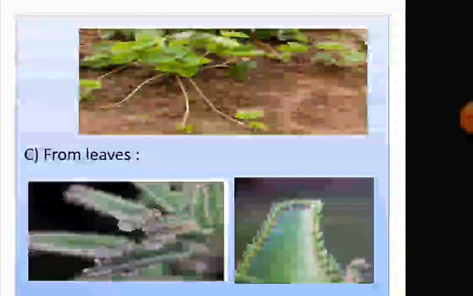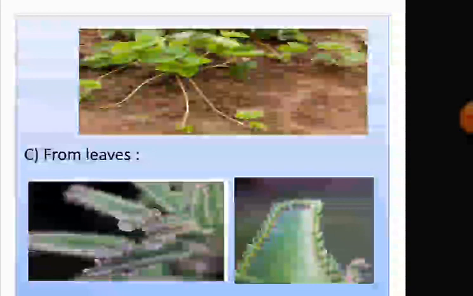Some stems are growing. Wherever those stems touch the soil, roots grow over there and the bud develops into a new plant. It is found in lawn grasses also, and in mint also. New shoots and roots arise from the nodes, producing new plants.